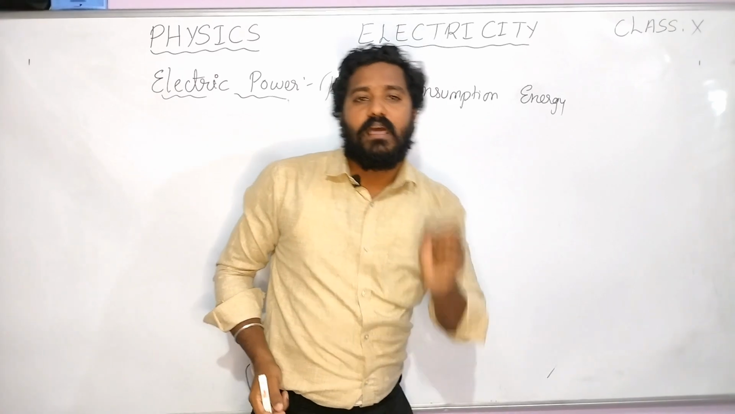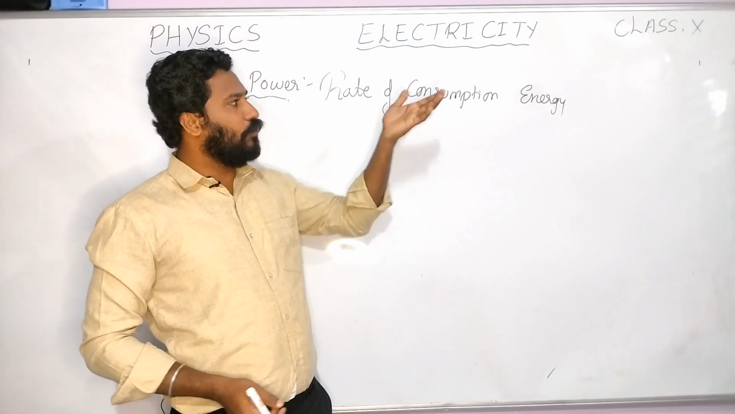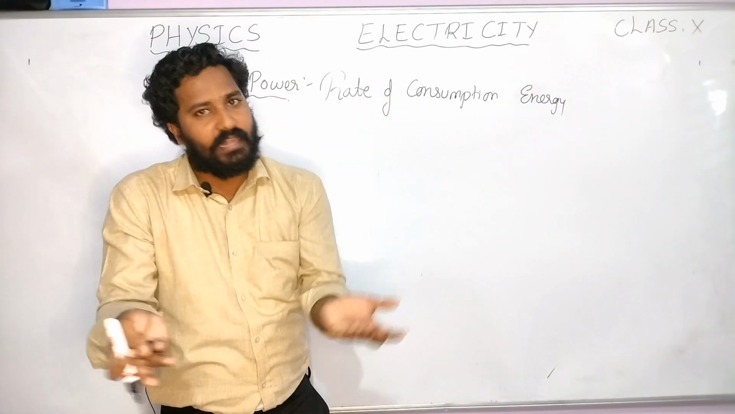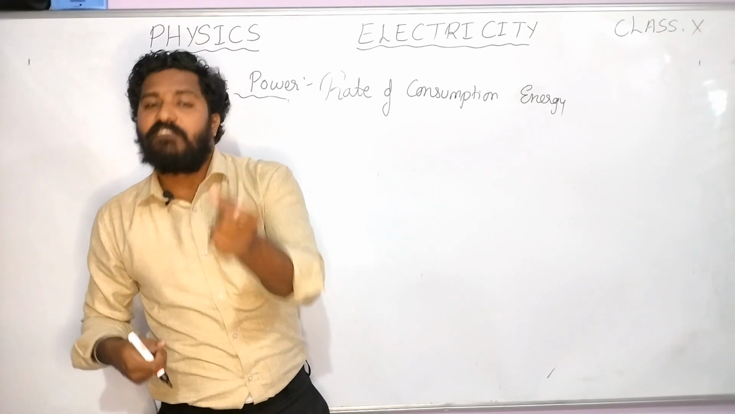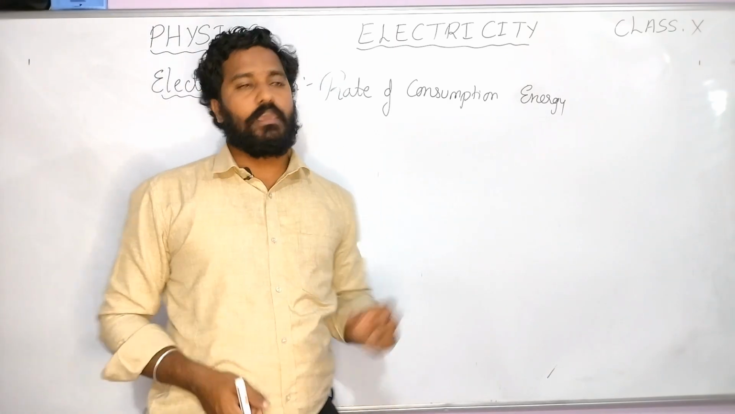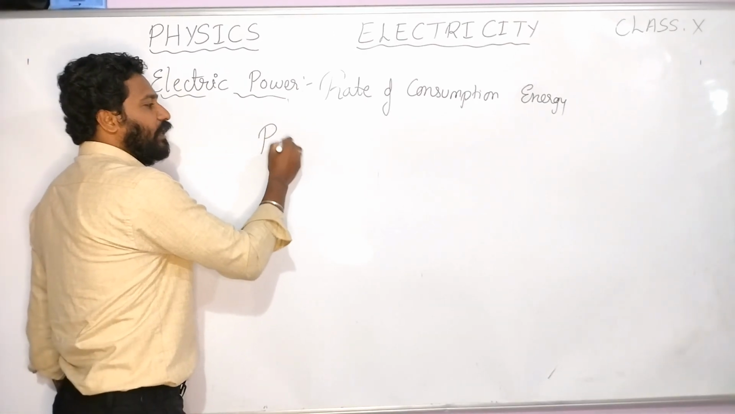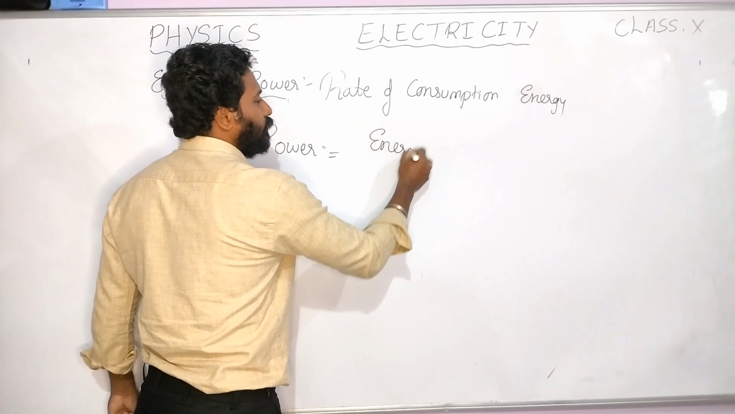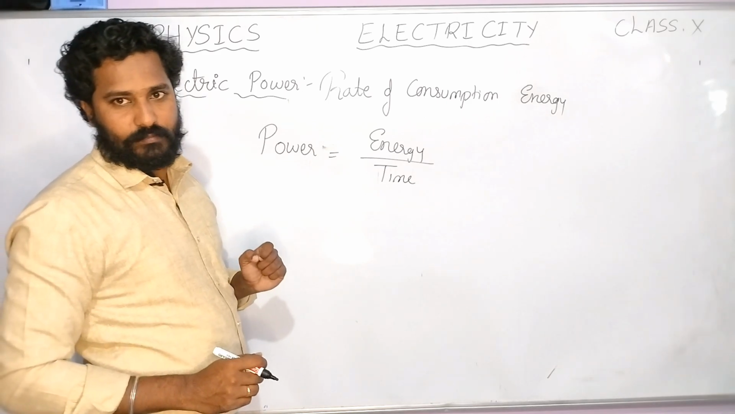So what is electric power? Rate of consumption of energy, or you can also say rate of doing work, that is the general power. But here we are not producing any work or spending any energy. Instead, we are consuming. How much energy we consume per given time is called electric power. Okay, rate of consumption of energy. So we write that simple definition: power is equal to energy by time.